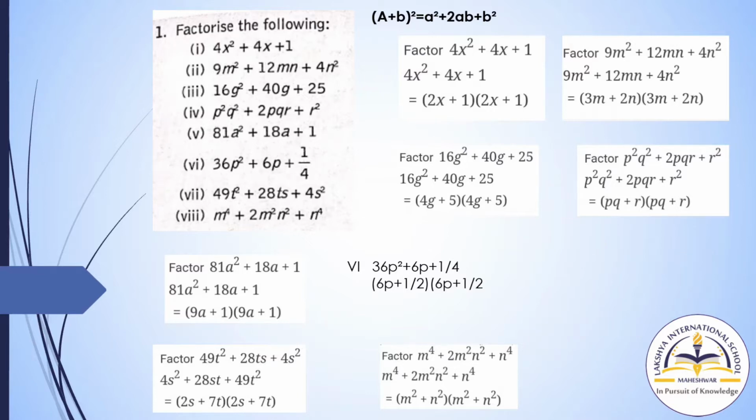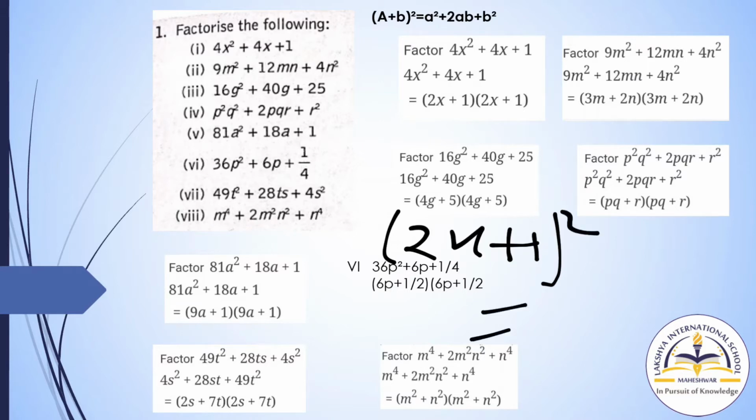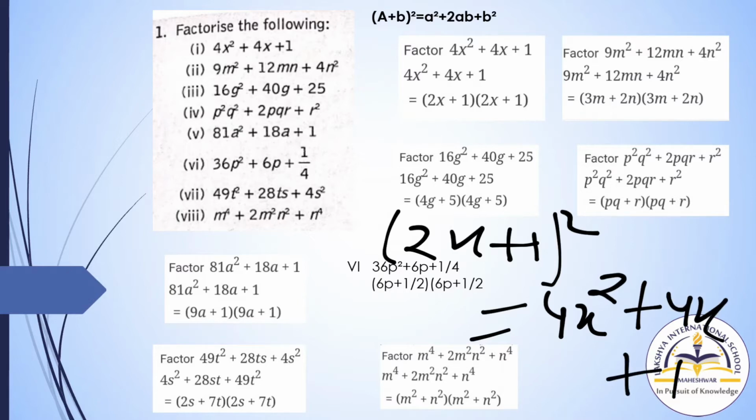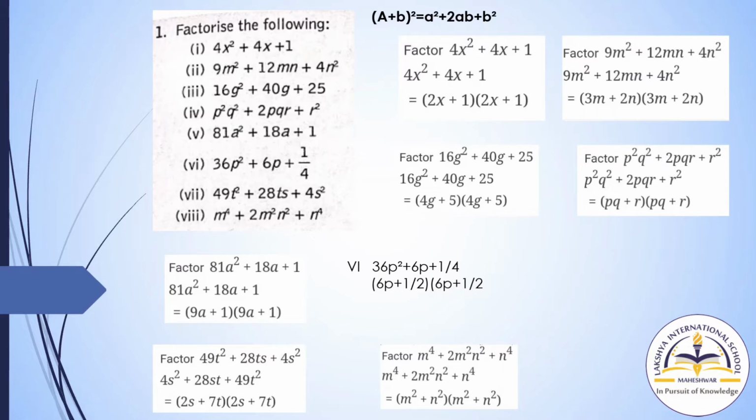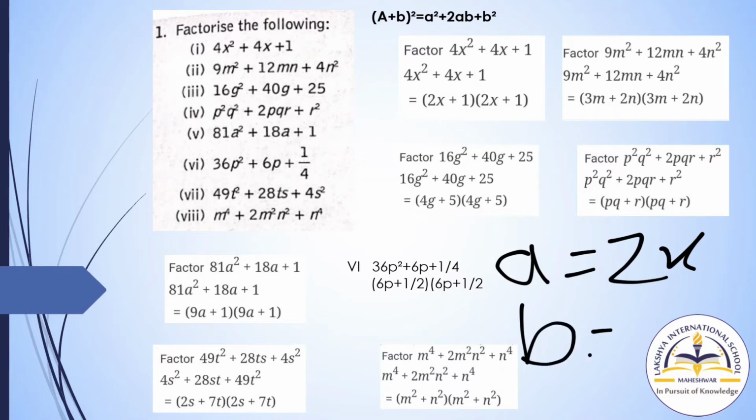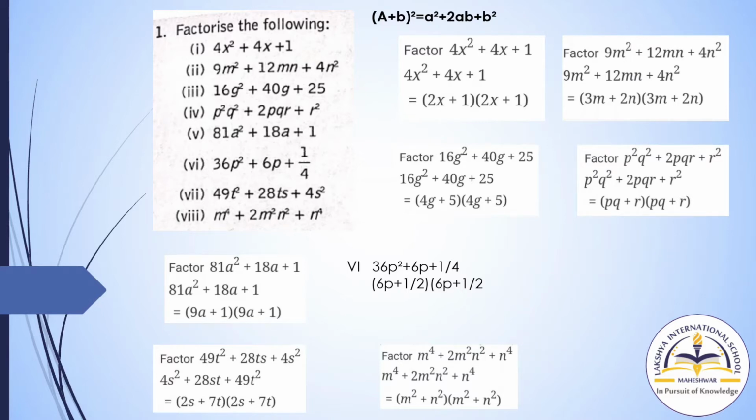square. Now (2x plus 1) whole square equals (2x) square, meaning 4x square, plus 2ab, 2 into 2x into 1, 2 into 2x means 4x, plus 1. So we will get the same thing. That's why the value of a is 2x and the value of b is 1. So the factorized values will be 2x plus 1. These will be the two terms when we factorize the given algebraic expression.